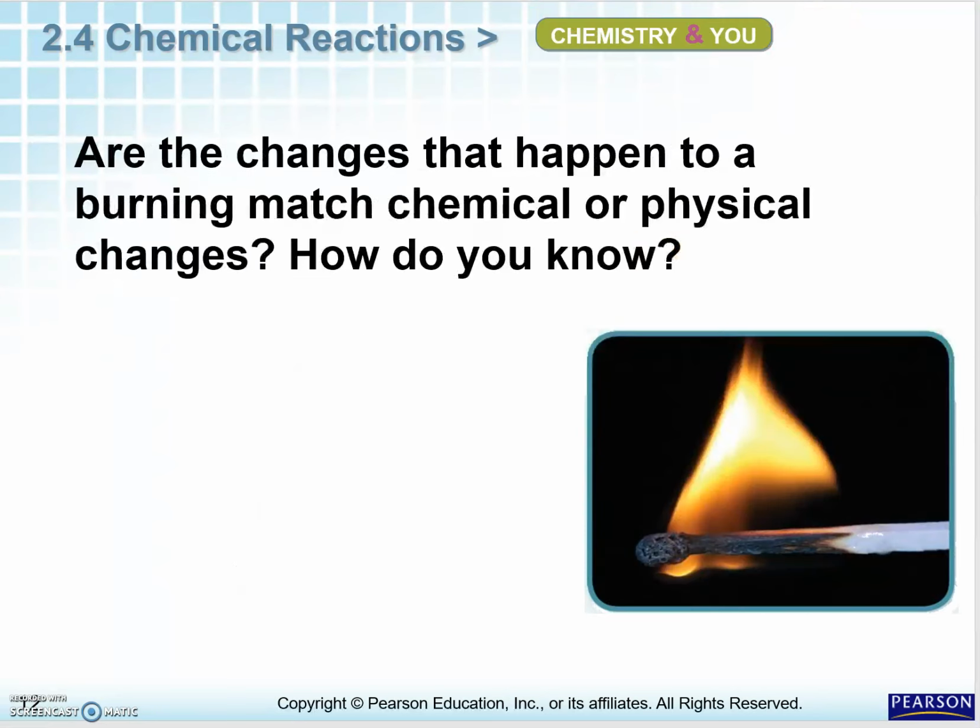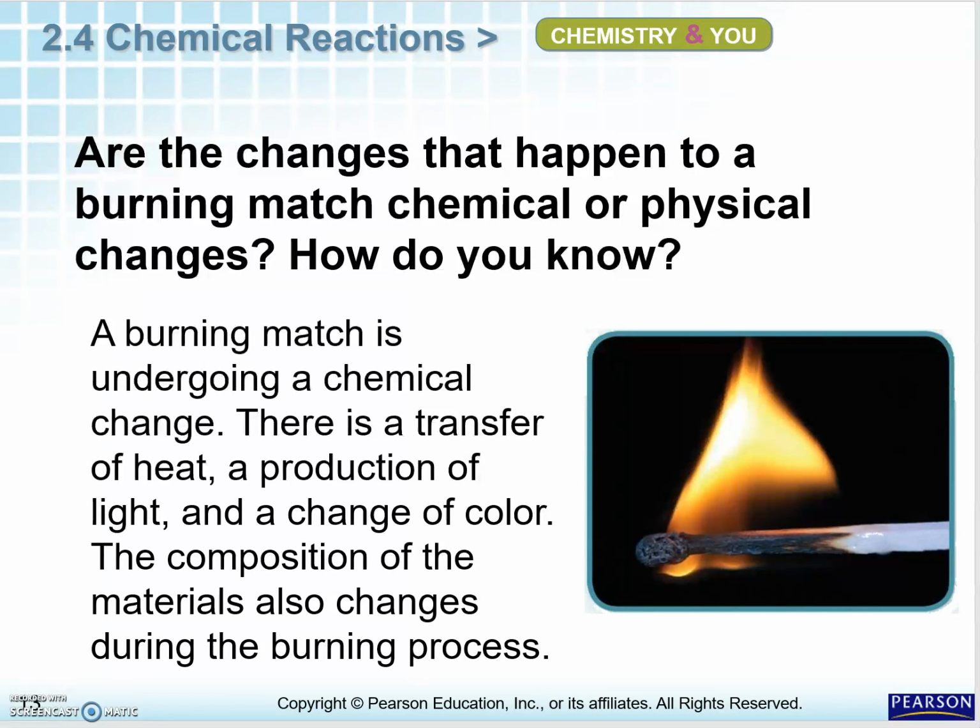So let's put these clues into action. Whenever you are burning a match, is this a chemical or a physical change? And how do you know? Well, let's think about it. Whenever you have something that is burning, there's a lot of energy being released, and that is a great indicator of a chemical change. There's also a color change, right? So before, the match was this light white color, whereas after it is this dark black color.